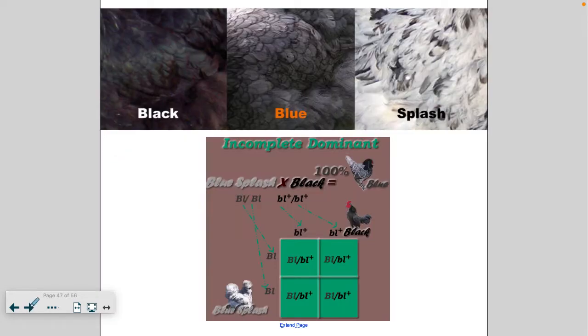You see this with chickens, okay? Black chicken with blue chicken end up with splash and vice versa. So just showing the alleles here. If you take a black chicken and cross it with a splash chicken, then you get a blue chicken. So here's the splash allele, BL BL. There's the black, BL+ BL+. And then if you have a BL BL+, then it turns out to be blue.